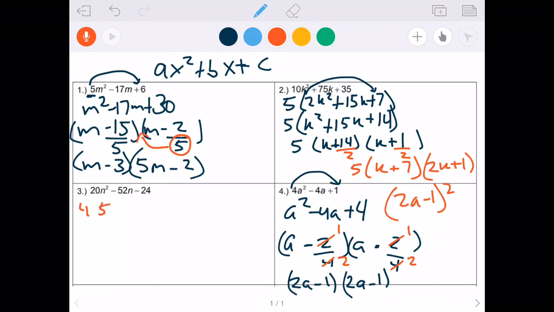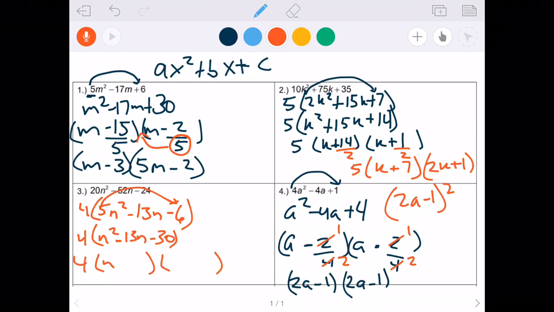So we have 4, we're going to pull that out, and then I have 5n squared minus 13n minus 6. And then as you know, we still have an a there, so we're going to slide it to c. So I'm going to have n squared minus 13n minus 30, and now I'm just going to factor that normally. So 2 numbers that multiply to negative 30 and add to negative 13. That's going to be minus 15 and plus 2.